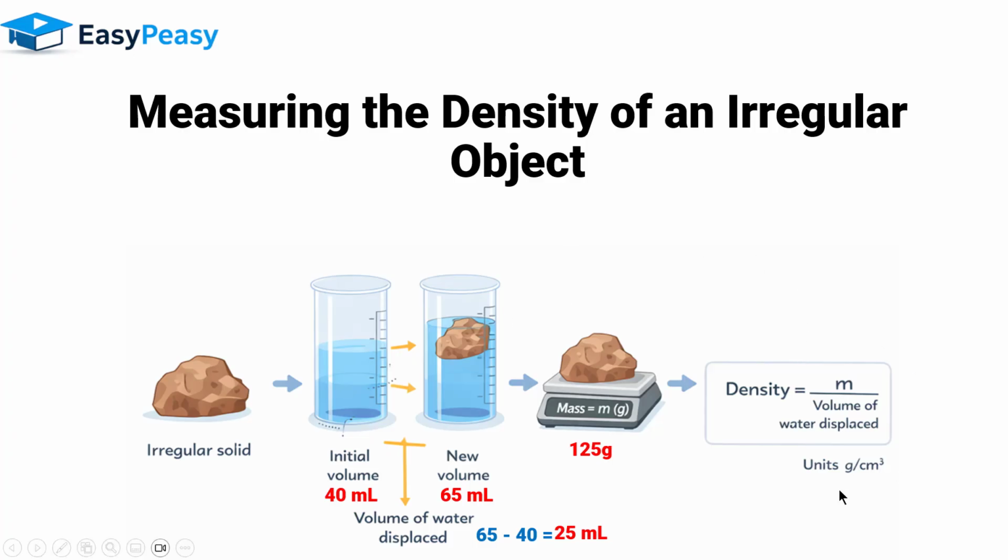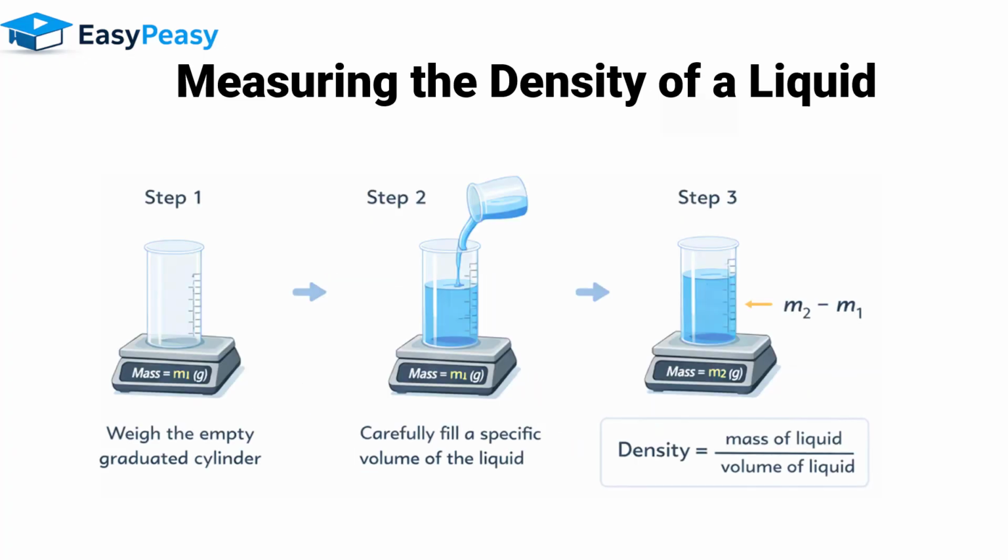Let's put it in the formula of density. So we will say it's 125 divided by 25. And the answer will be 5. So the density of this irregular object is 5 gram per centimeter cube. Great. Now, what if the object is not a solid object, it is a liquid?